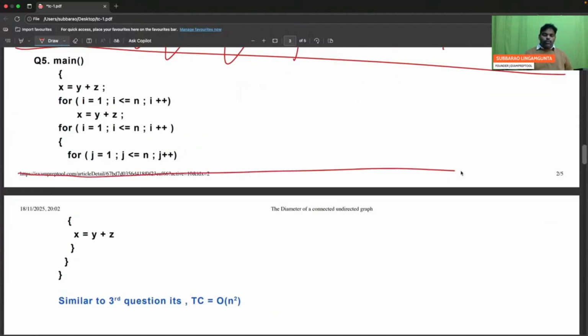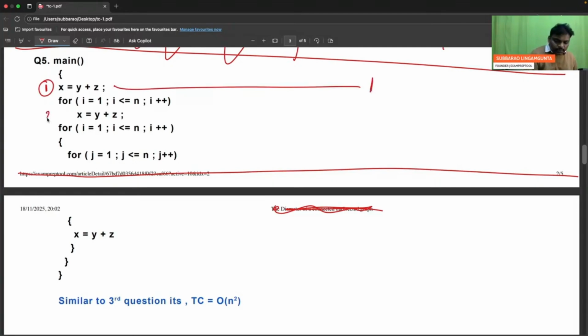See the fifth problem. Please observe it carefully. Time complexity means loops only. If no loop is there, it is constant time. Let's check. What is the time complexity of the fifth problem? Can you see this one? First statement, it is not part of a loop, so order of 1. Can you see the second statement? Observe carefully, the second statement.